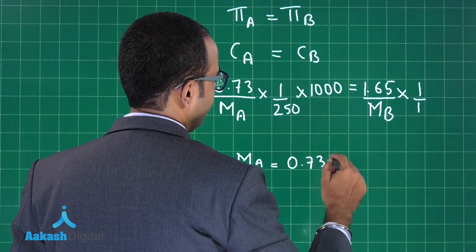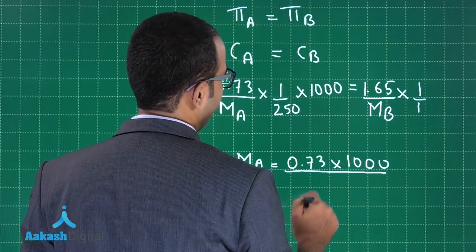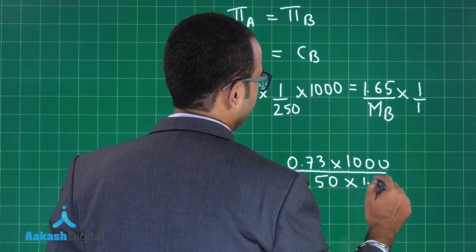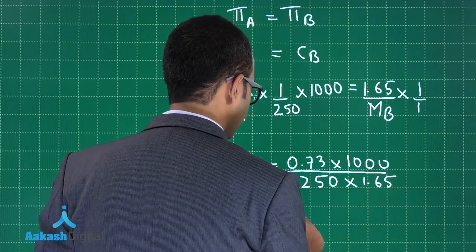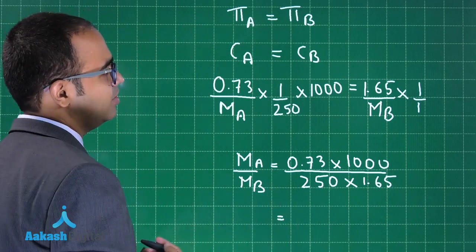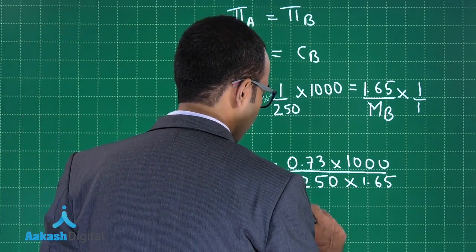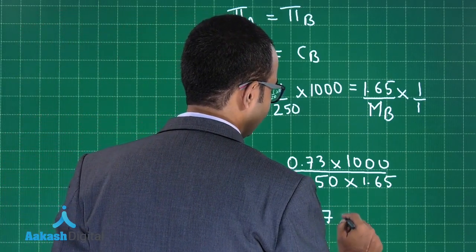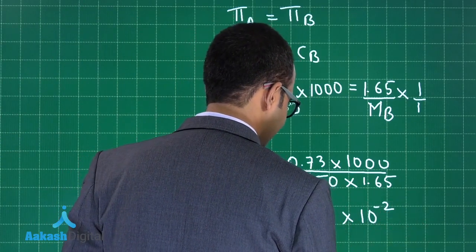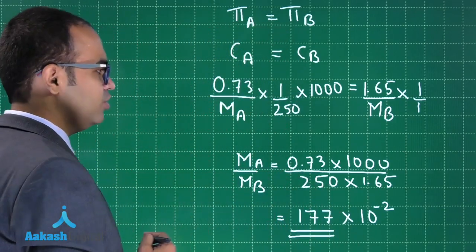0.73 multiplied by 1000 divided by 250 into 1.65. So if you solve this, guys, and I keep it in terms of 10 to the power minus 2, we will get the answer as 177 into 10 to the power minus 2. So answer is 177, guys. I hope you have understood this.